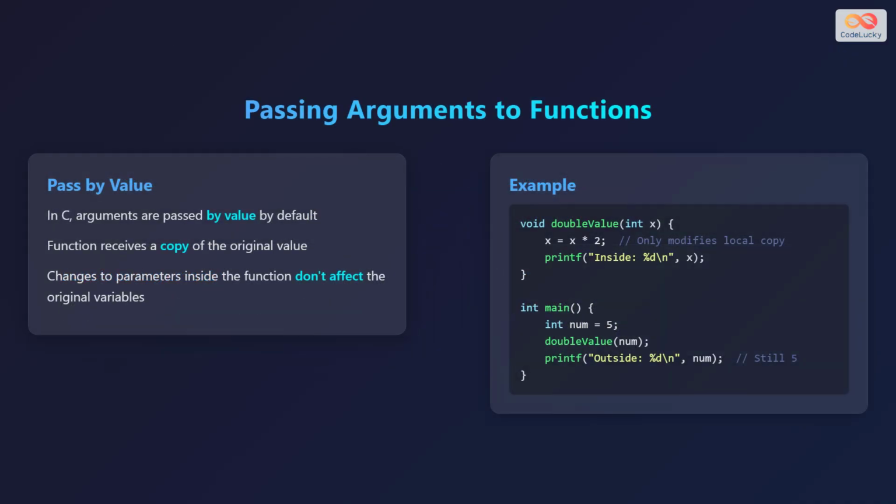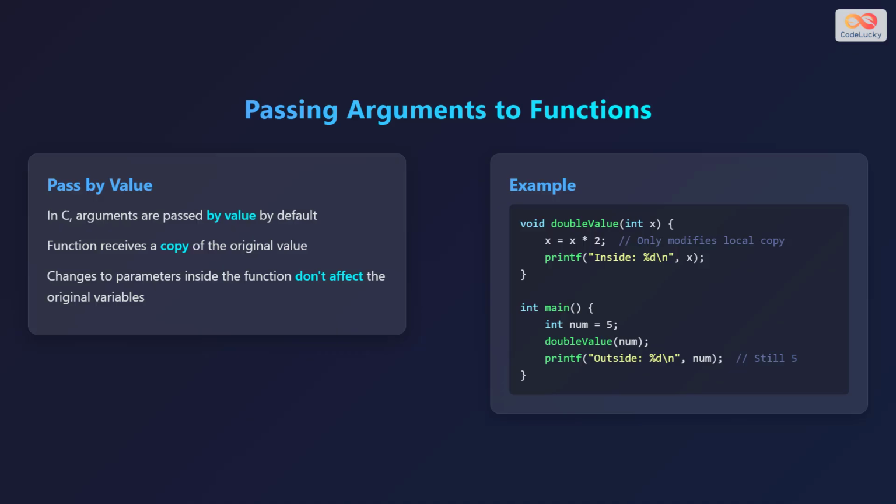Let's begin by discussing how to pass arguments to functions. In C, arguments are passed by value by default. This means that when you pass a variable to a function, the function receives a copy of the original value. Any changes made to the parameter inside the function do not affect the original variable.